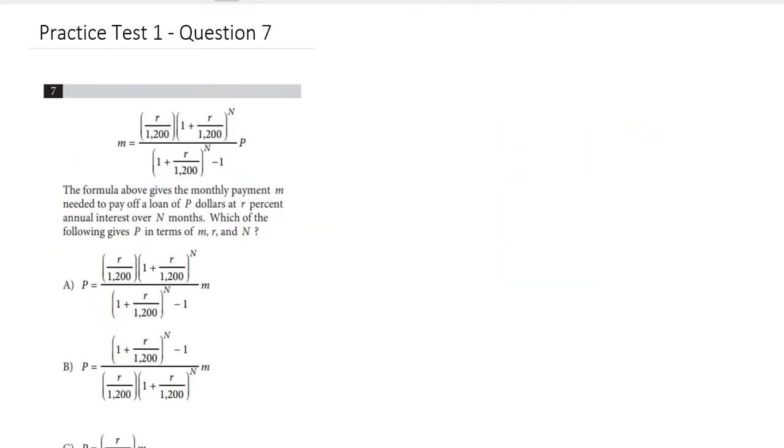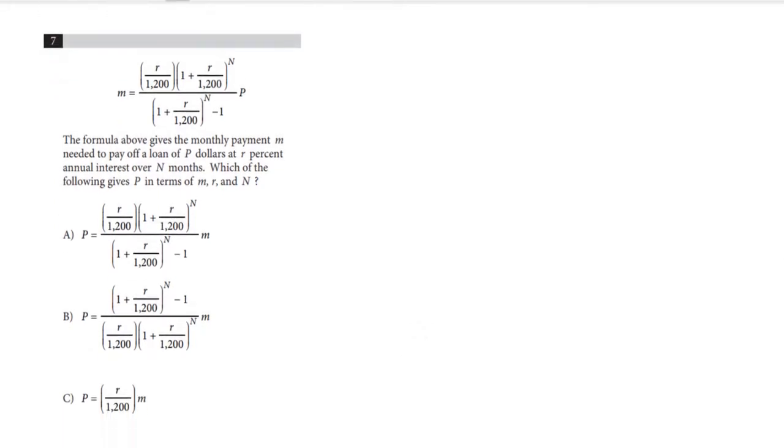Question 7. This expression looks very complicated, but it is actually easy to answer. This is the formula given for the monthly payment M needed to pay off a loan of P dollars at R% annual interest over N months. These are just the definitions of the variables: M, P, R, and N. Which of the following gives P in terms of M, R, and N?